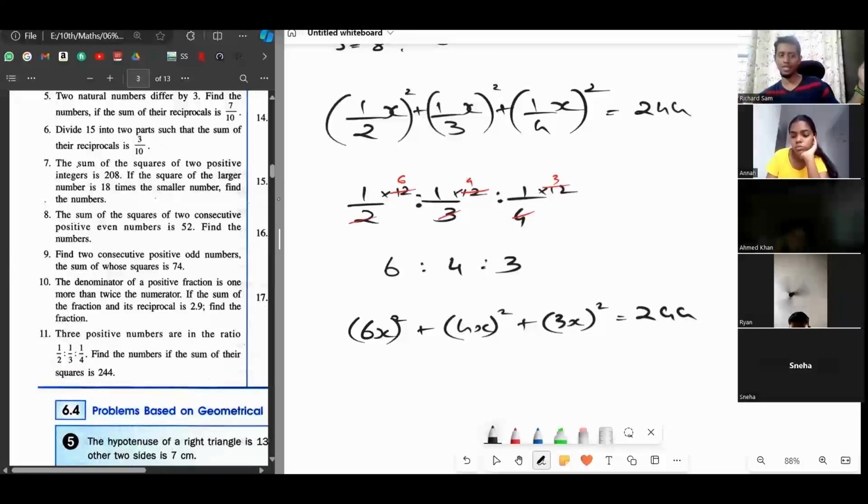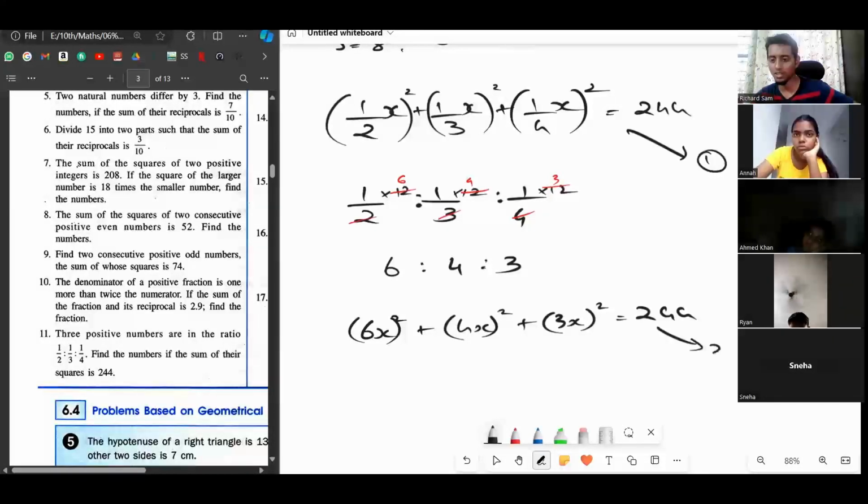Look at the question. Three positive numbers are in this ratio, 6, 4, and 3. Find the numbers if the sum of their squares is 244. We have to multiply by x because 6, 4, and 3 are ratios. You understand? So both these are correct. Either this first one or the second one. You can solve any one of them and get your answer.